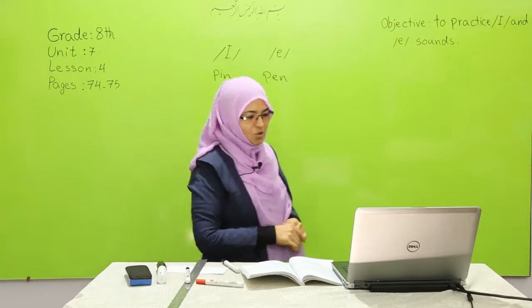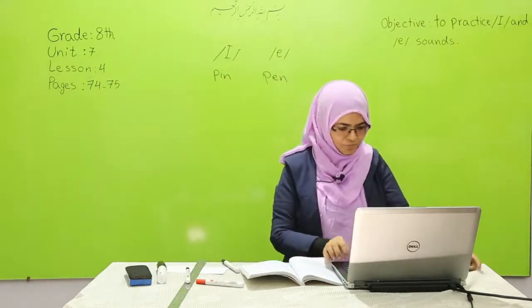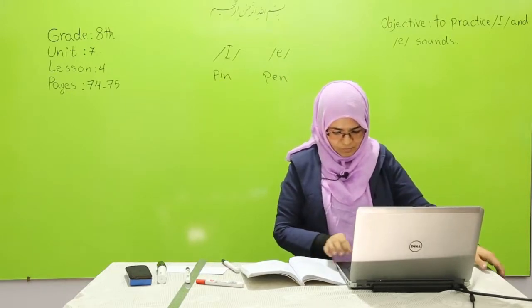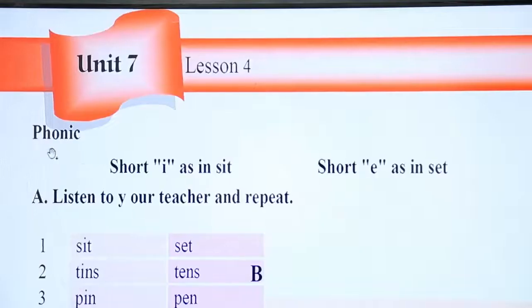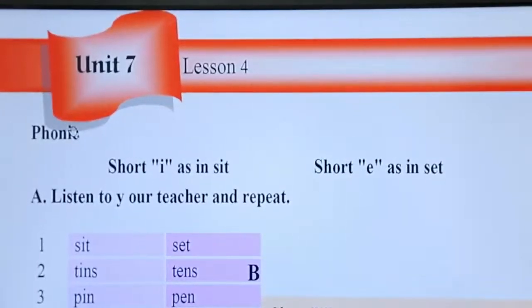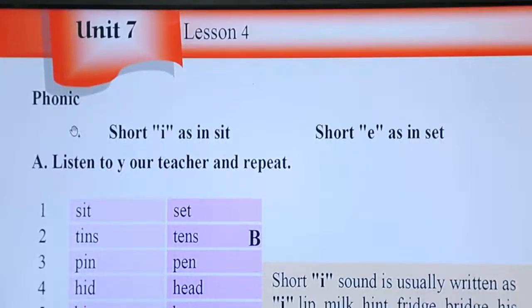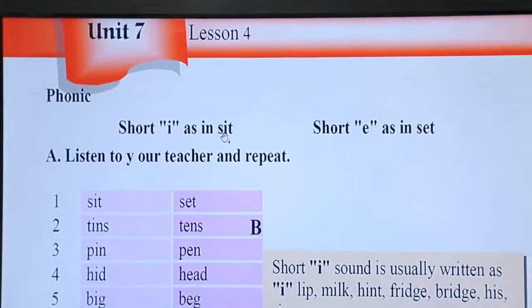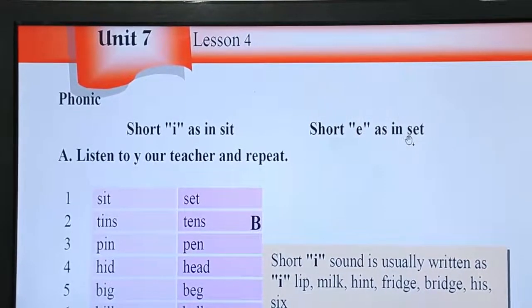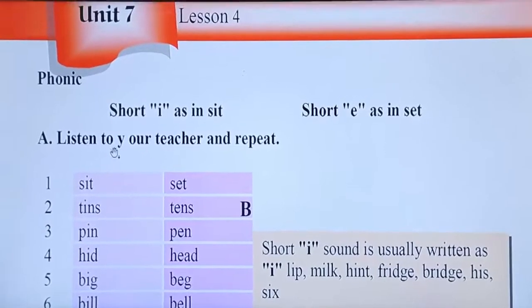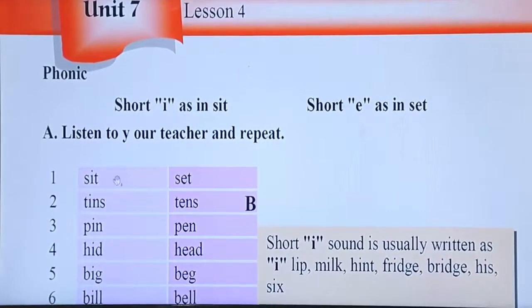Now go to the book and open your books to page 74 and see more examples. The title is phonics. And the sounds that we are going to study are E and A. Short E as in sit and short A as in sit. The sound is short. Listen to your teacher and repeat.